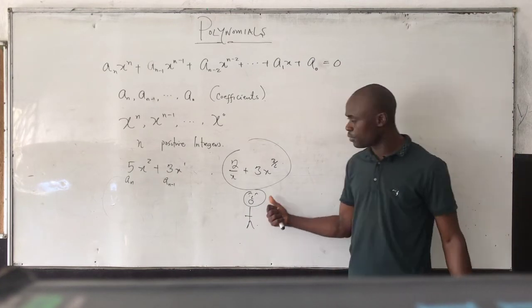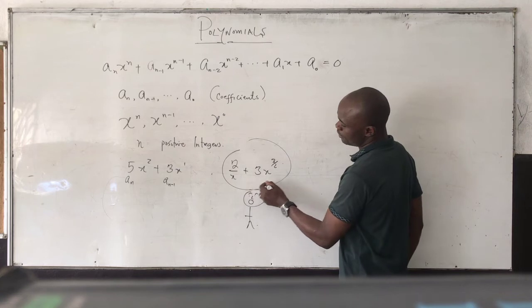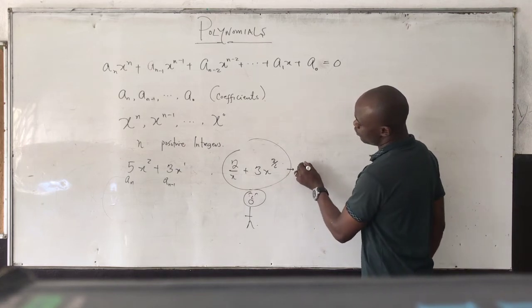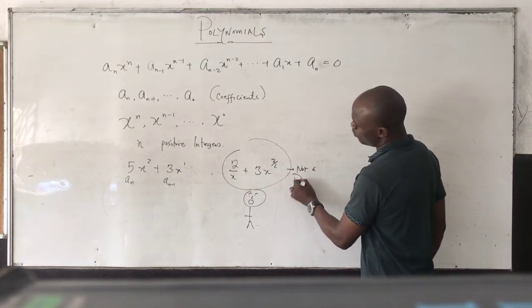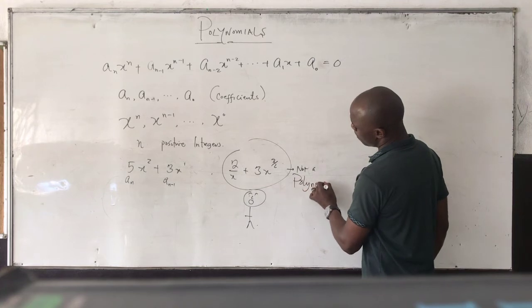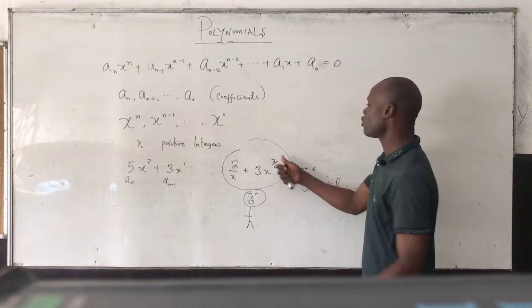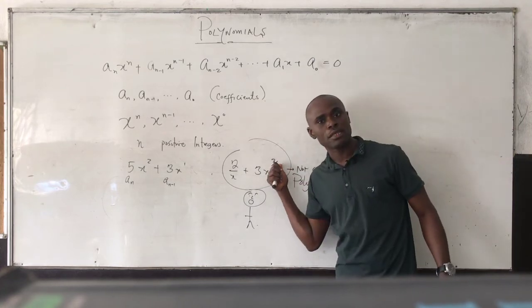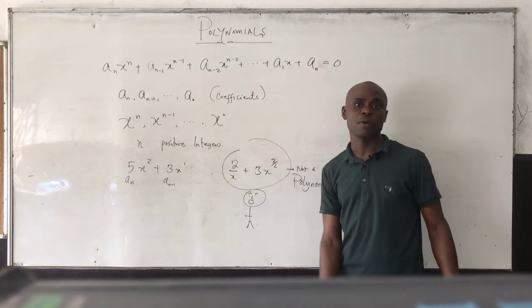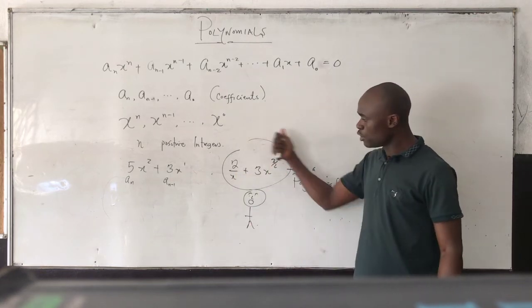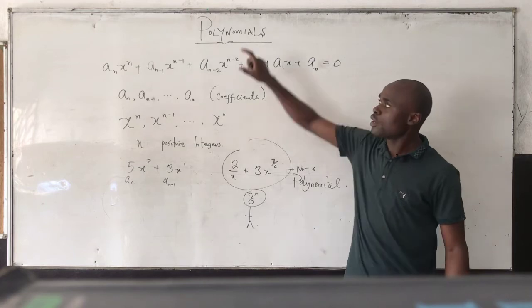So I'm sure this young man is carrying something on his head, and this is not a polynomial. It is not a polynomial because here you're having a fraction as a power, and then you're having 2x raised to the power minus 1, and minus 1 is negative, so this is not a polynomial.